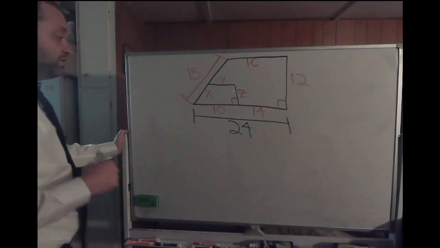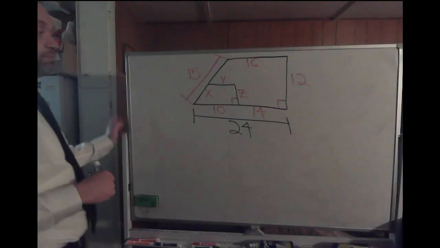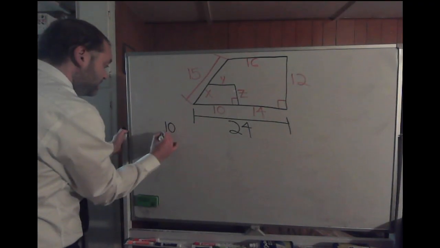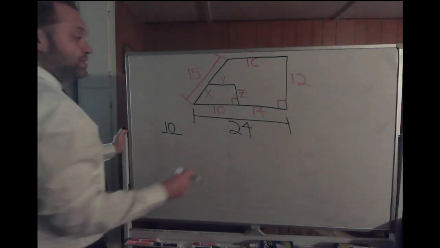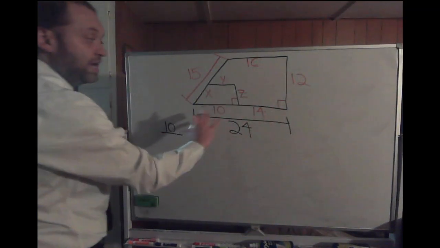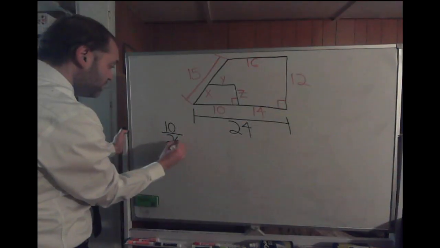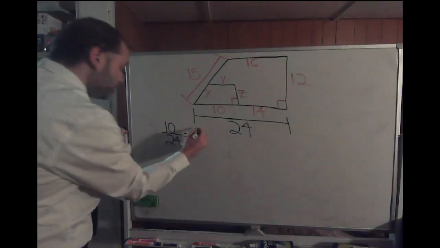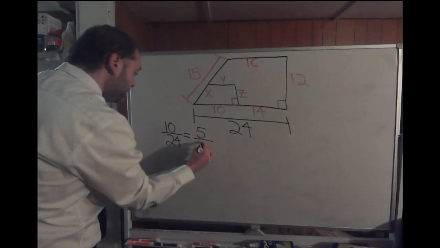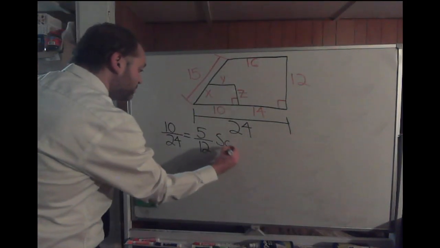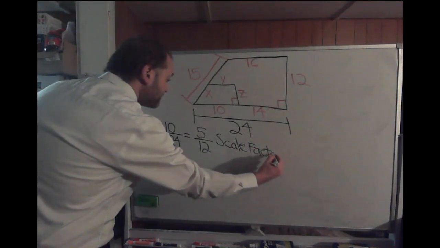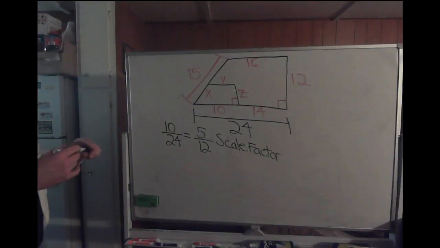So to find the scale factor, we're going to take the base of the smaller quadrilateral, 10, to the base of the entire big quadrilateral that it's inside of, 24. So you'll actually have the ratio of 10 to 24, which would end up giving you 5 to 12. So the scale factor between these two quadrilaterals is actually 5 to 12. Then we can proceed from there and find x, y, and z.